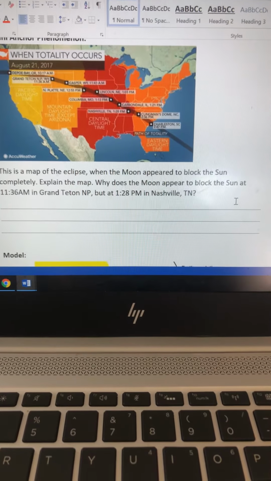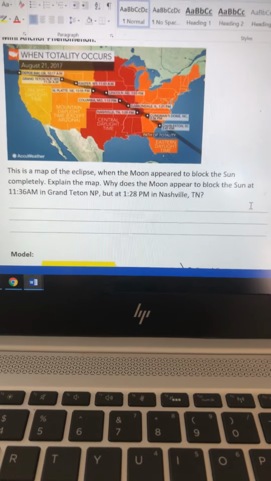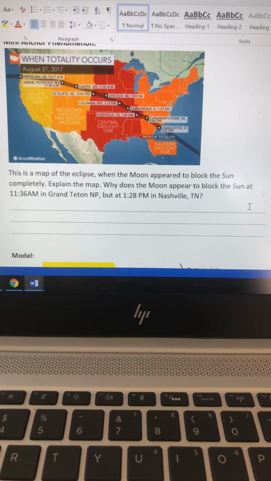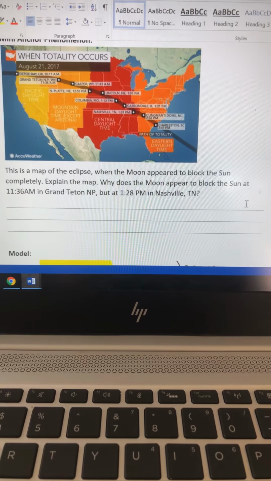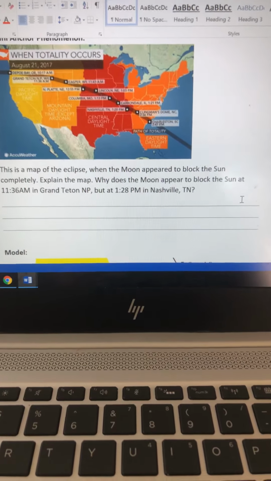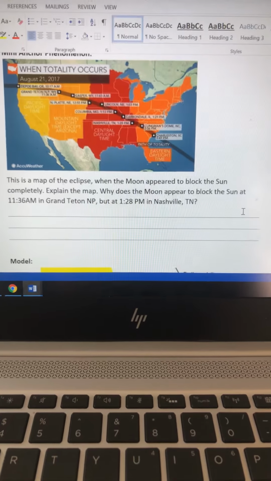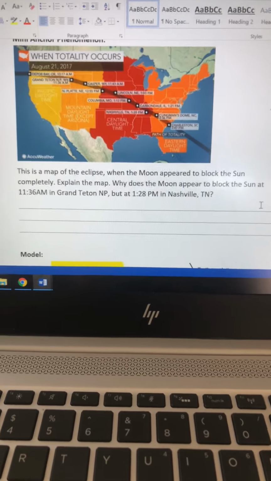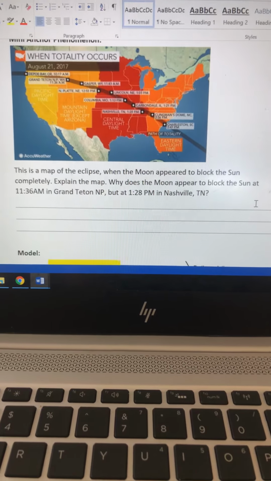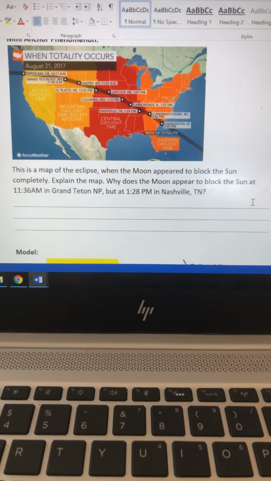This is a map of the eclipse. Think back, we all probably experienced the eclipse. It would have been when you were in 4th grade, I believe. It was when it got really dark outside in the middle of the day. So this is a map of the eclipse when the moon appeared to block the sun completely.